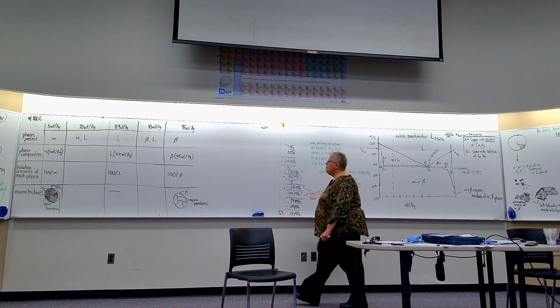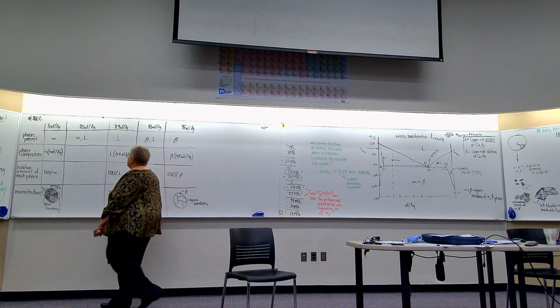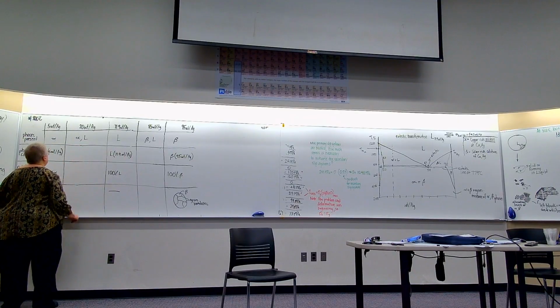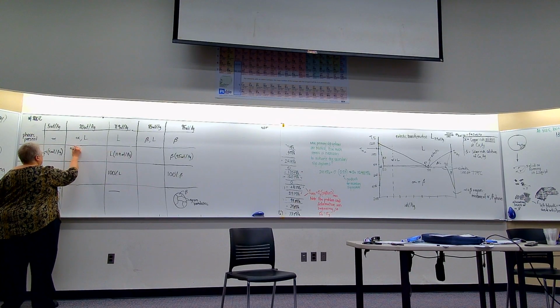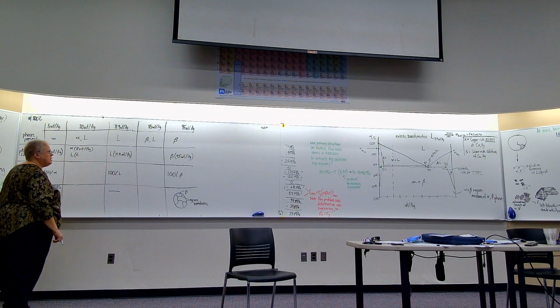So for the 20% silver at 800, my alpha has about 8% silver, and my liquid has about 60, what did I say, 67?